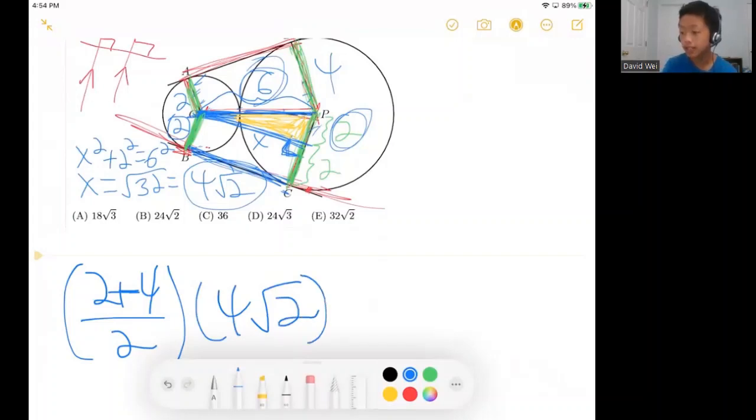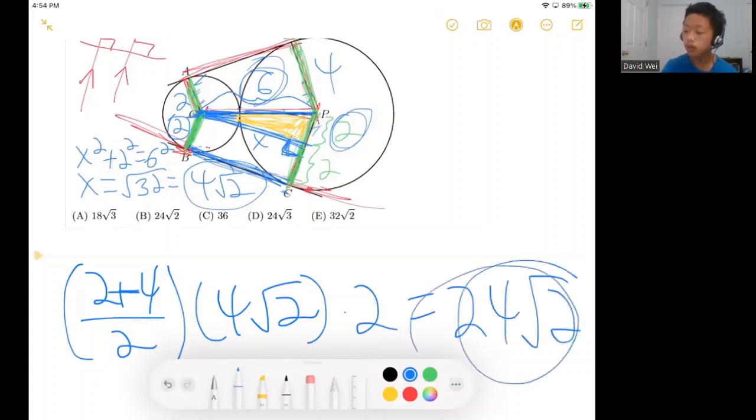So if we want to find the area of the hexagon, remember we said the area of the hexagon was just double the area of one of the trapezoids. So you would just multiply by 2, and you get 24 square root 2. That would give you choice B, which is the right answer.